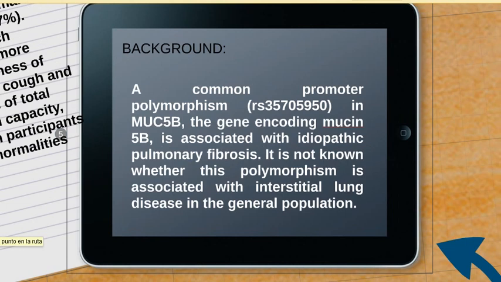A common promoter polymorphism is rs35705950 in MUC5B. The gene encoding mucin 5B is associated with idiopathic pulmonary fibrosis. It is not known whether this polymorphism is associated with interstitial lung disease in the general population.